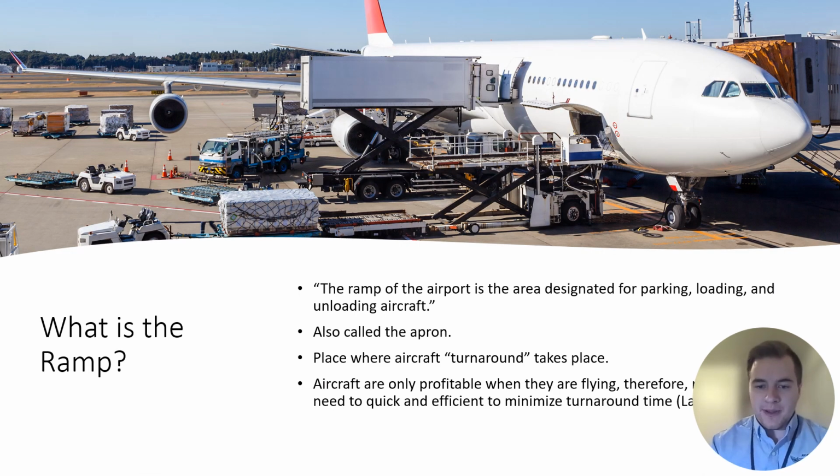First of all, a ramp is the area designated for parking, loading, and unloading aircraft. It's also called the apron. It's the place where aircraft turnaround takes place. Aircraft are only profitable when they're flying, so turnaround needs to be minimized so that we can get airplanes back in the air as fast as possible.